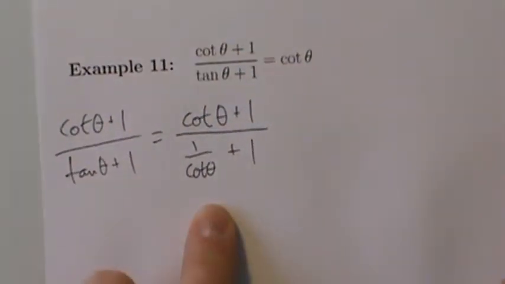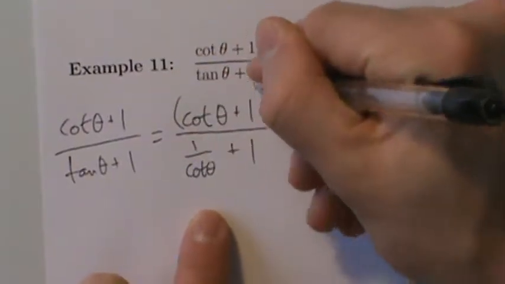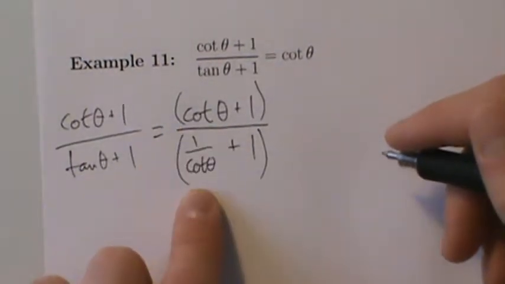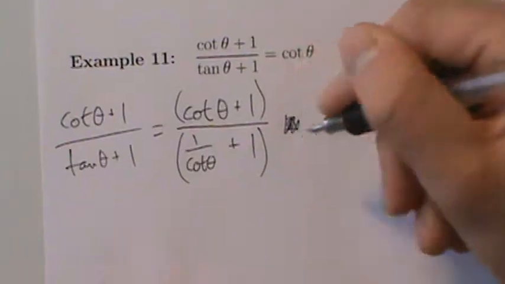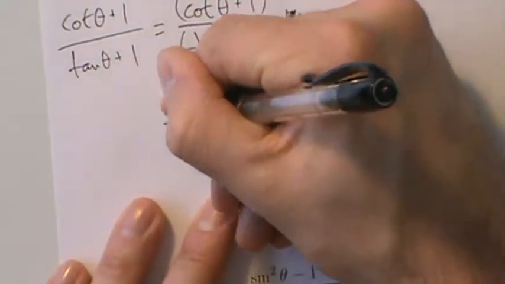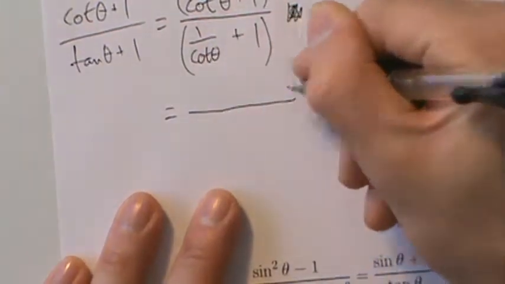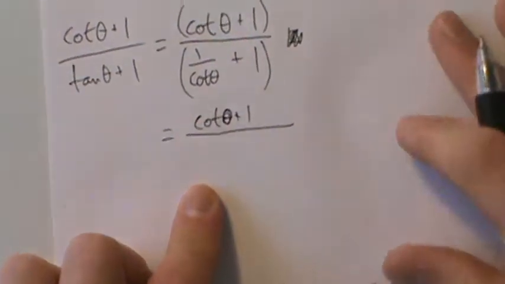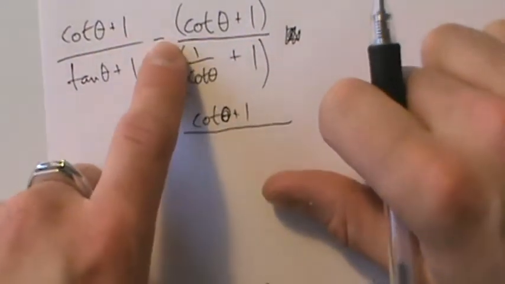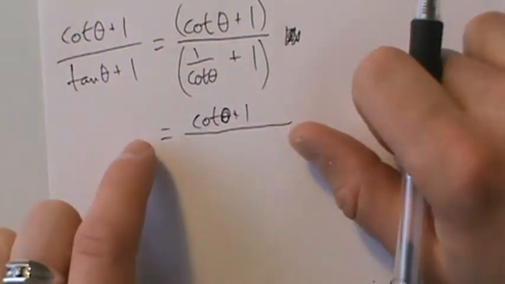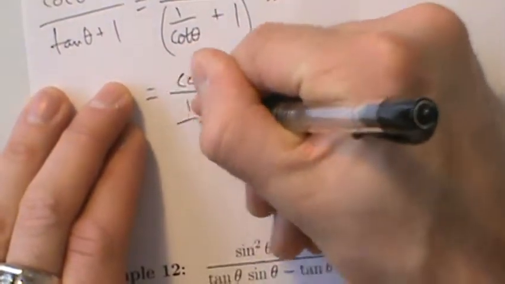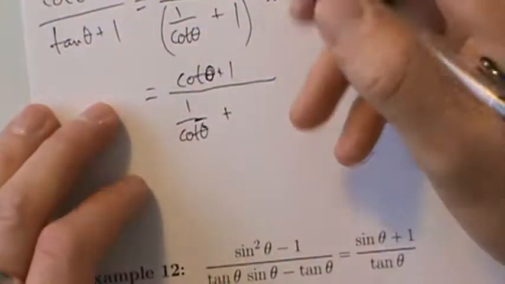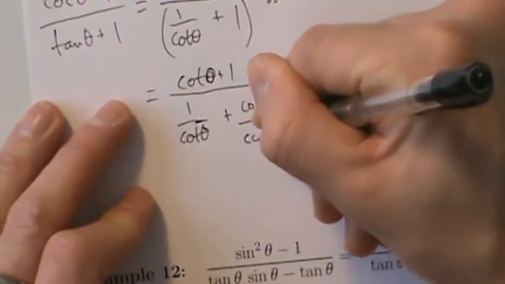Oh, we've got to put our thetas in there too. Now we have this thing on top, this whole mess on the bottom. Let's always go top down as far as we can. The numerator is still the same, cotangent of theta plus 1. Inside of the big denominator, let's get a common denominator: 1 over cotangent of theta plus 1. Our common denominator is just cotangent of theta, so that's 1 over cotangent of theta plus 1 multiplied by cot theta over cot theta.